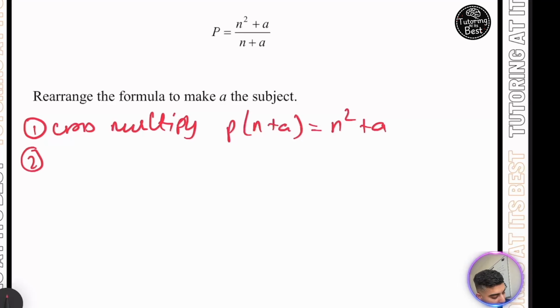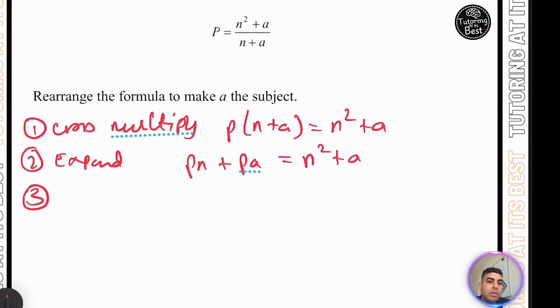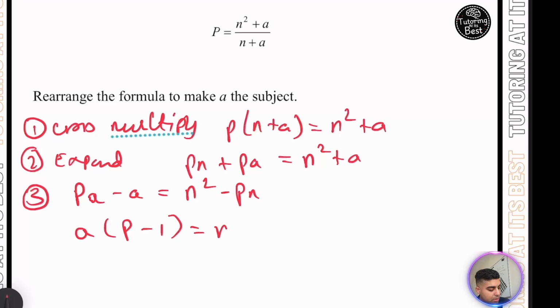I can then go ahead and expand this out as well. So I've just expanded out the brackets. And then step 3 can be to put this all on one side. So we could have pa minus a equals n squared minus pn. Right, so we've put that all onto one side. And then we can remove the factor of a as well if we need to. So we can just have a times p minus 1, which again equals n squared minus pn.